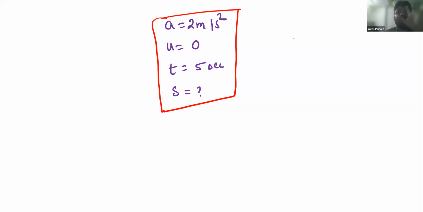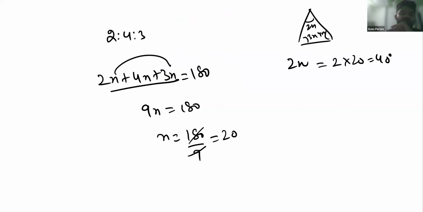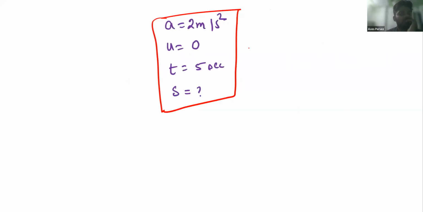Out of these five things, V, U, A, T, S, what is neither given nor been asked? V is neither given nor been asked.